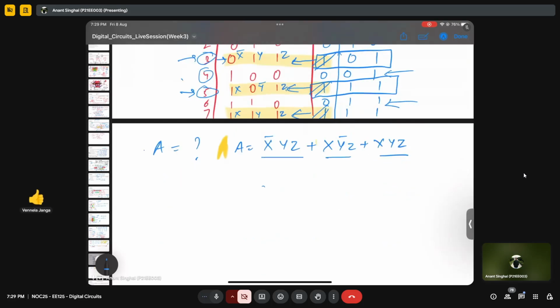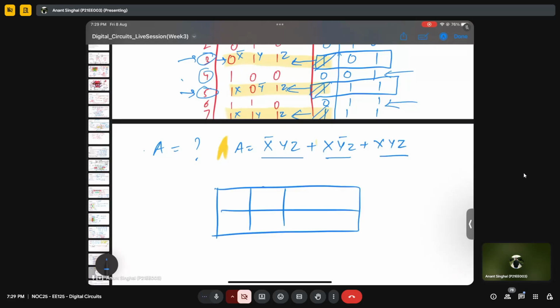Is it clear? Okay, sir. So now we can do the minimization again. So it's x bar x, y bar z bar, y bar z, y z, y z bar.